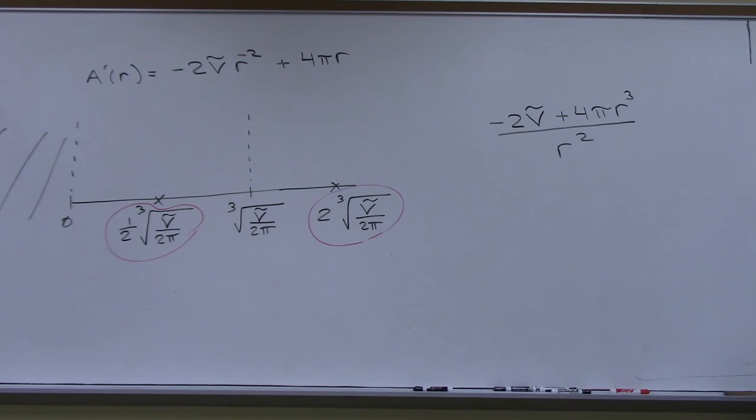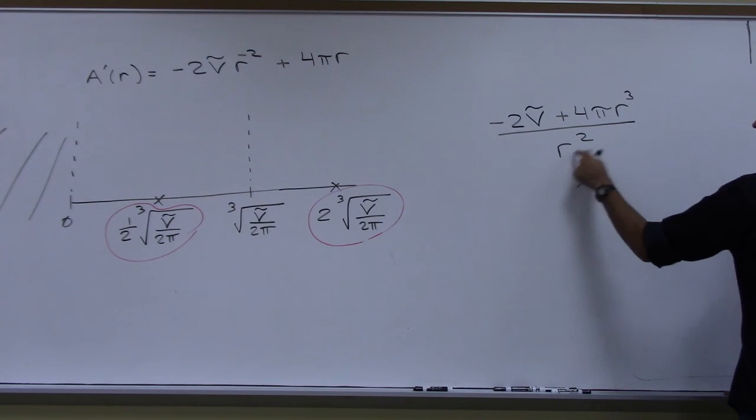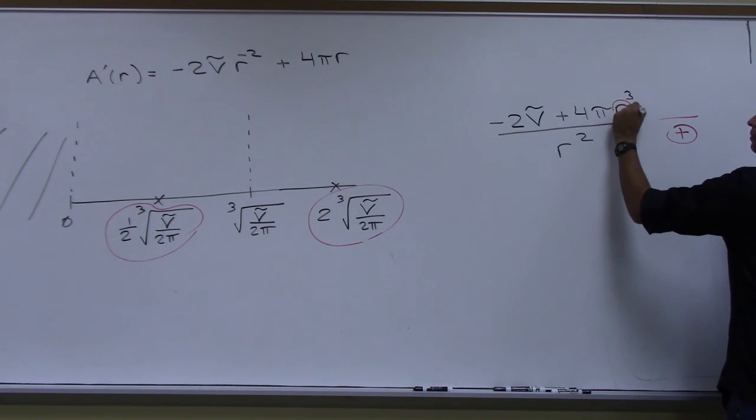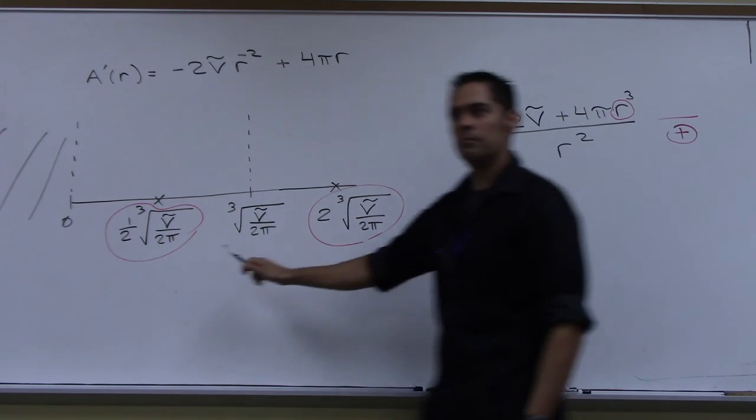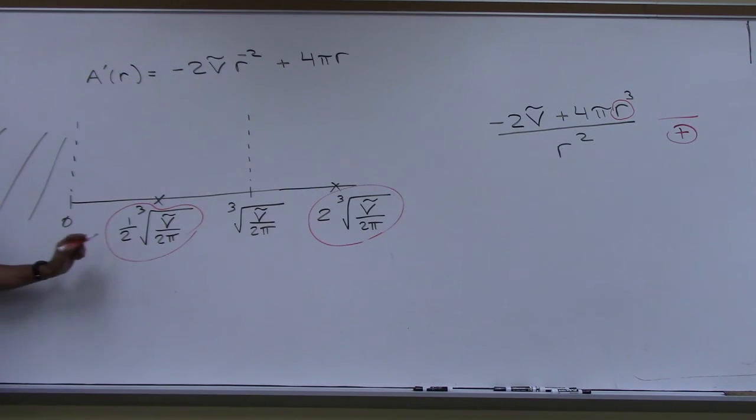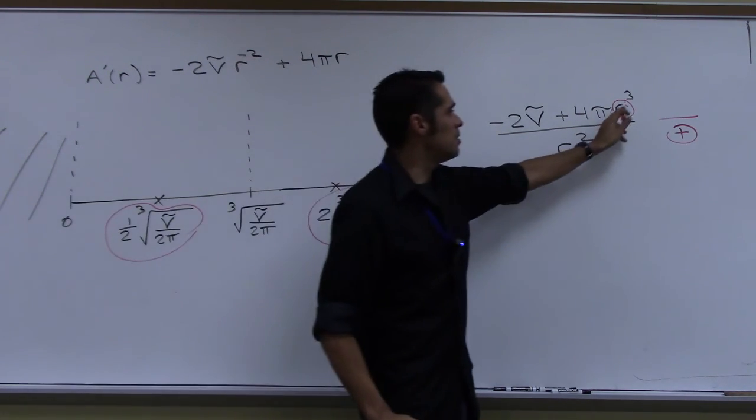I only want to know if this is positive or negative, right? What can you tell me about the bottom? Always positive. So I'm not even caring about that. I'm really just caring about this piece right here, right? And I'm replacing r with this. You ready to do that? I'd like for you to cube this real quick, right? That's what we're supposed to do? We're supposed to cube it?